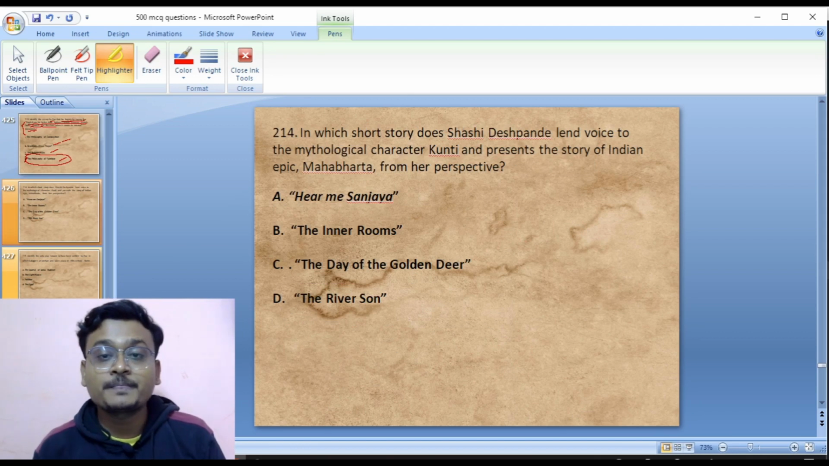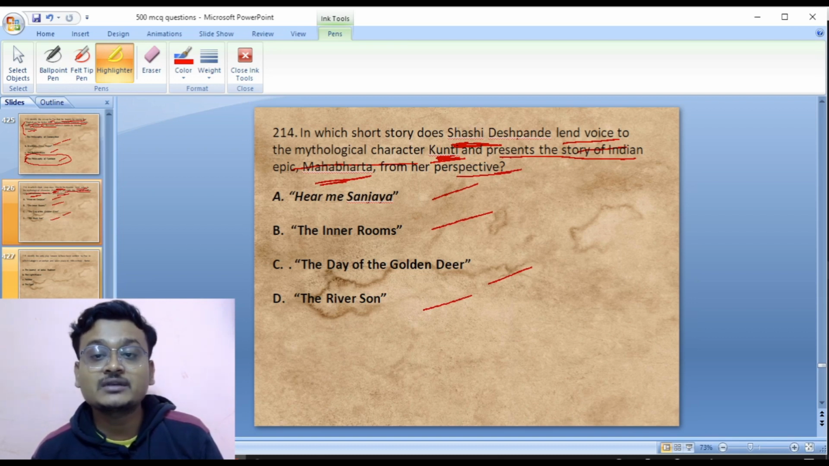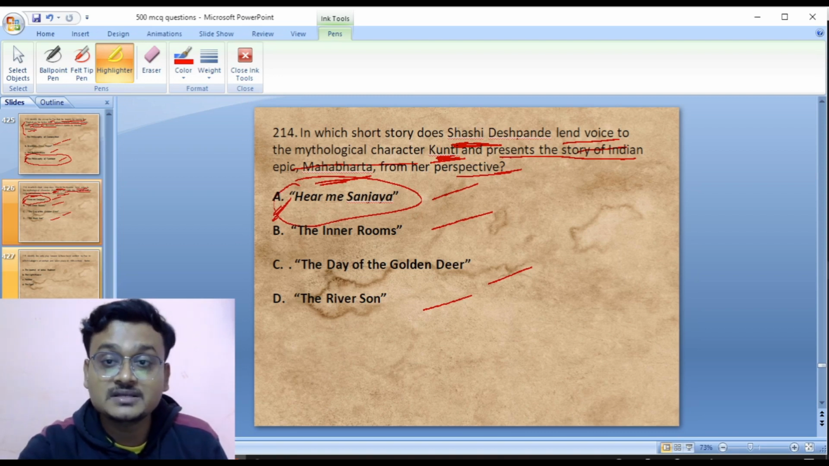Move to question number 214. In which short story does Shashi Deshpande lend voice to the mythological character Kunti and present the story of the Indian epic Mahabharata from her perspective? Options: Hear Me Sanjaya, The Inner Rooms, The Day of the Golden Deer, The River Sun. So that is Hear Me Sanjaya. So here A is the right answer. Hear Me Sanjaya is the right answer. It is written by Shashi Deshpande.